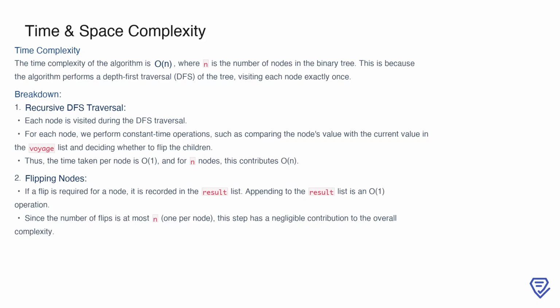Additionally, if a flip is required for a node, it is recorded in the result list, with the operation of appending to the list also running in constant time. Since the total number of flips is at most n-1, one for each node, this step doesn't significantly impact the overall complexity, keeping it firmly within O(n).